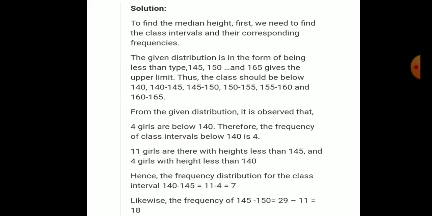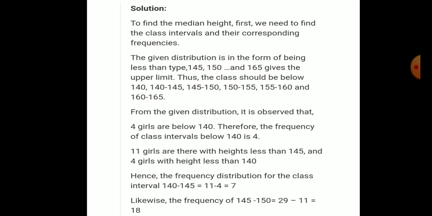Next is the solution. To find the median height, first we need to find the class intervals and their corresponding frequencies. The given distribution is of the less than type, where 140, 145, 150 up to 165 give the upper limits. Thus, the classes should be below 140, 140 to 145, 145 to 150, 150 to 155, 155 to 160, and 160 to 165.